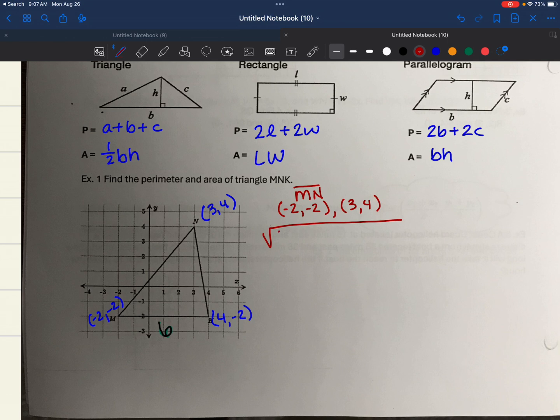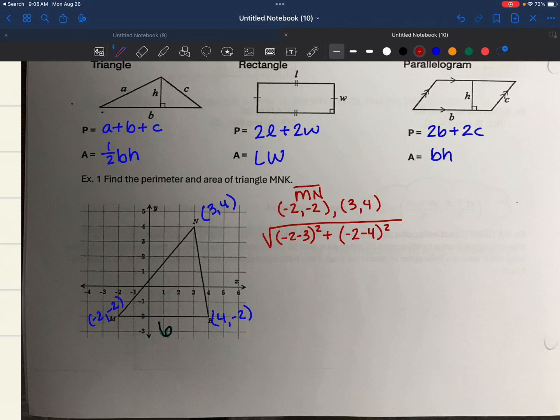Okay, what two numbers do I subtract first? -2 minus 3, and then do what to that? Square it. And then I add my y values. What y values am I subtracting? -2 minus 4, also squared.